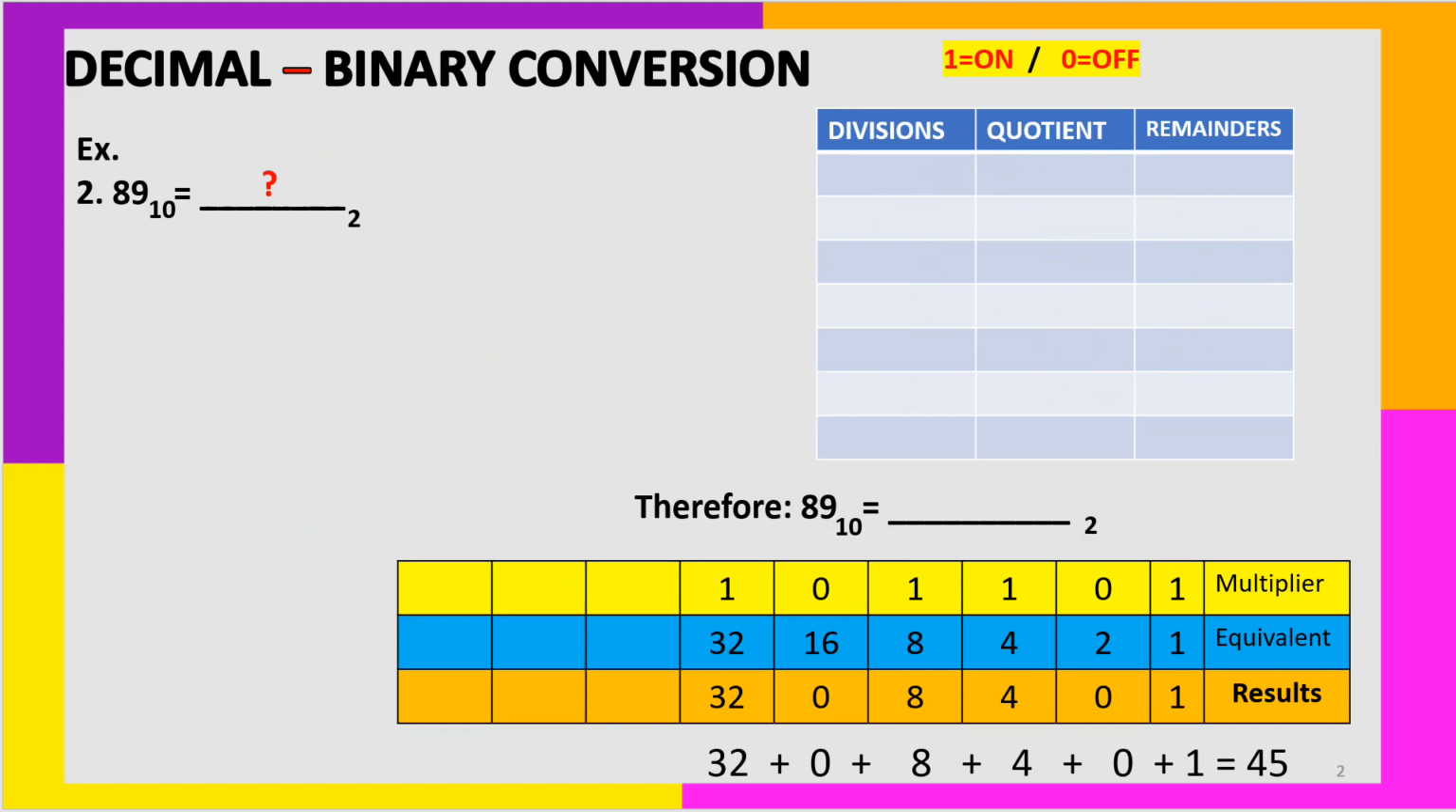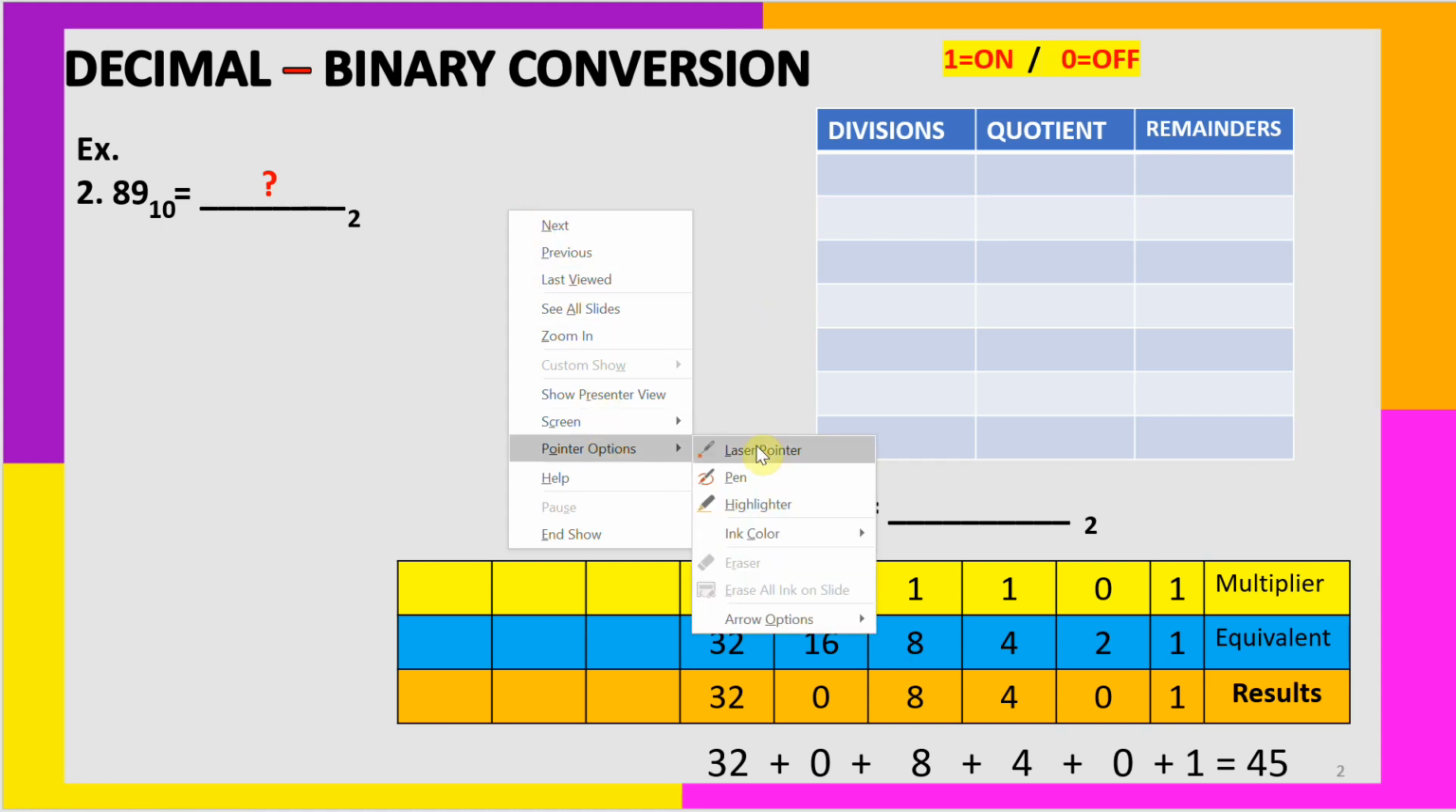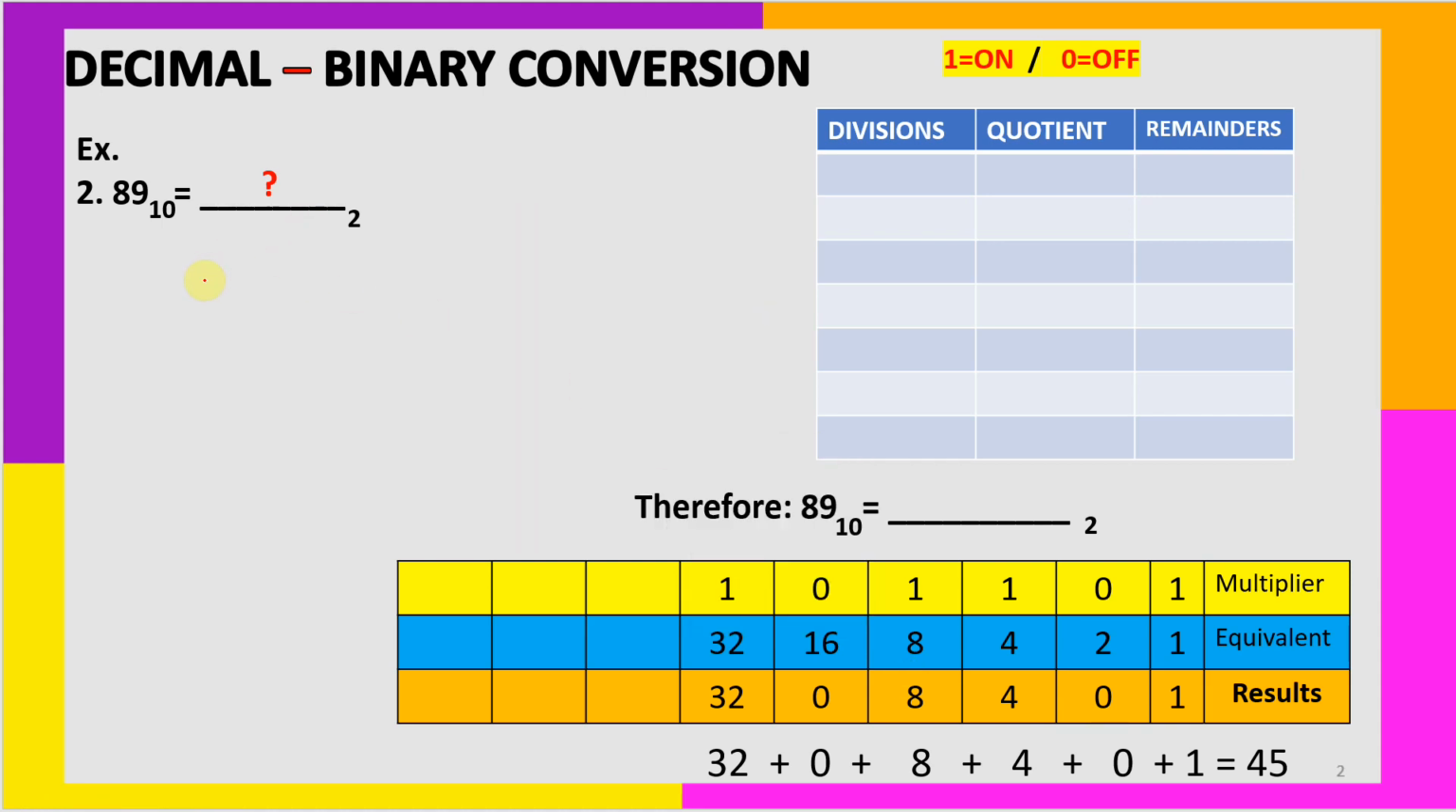Okay, next, let us have another example. For example, 89, decimal to binary. Okay, so for instance, you're going to compute 89. So, first rule is you're going to divide 89 first here. 89 divided by 2.